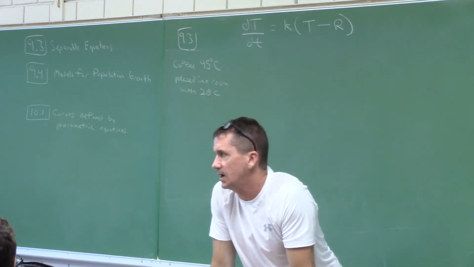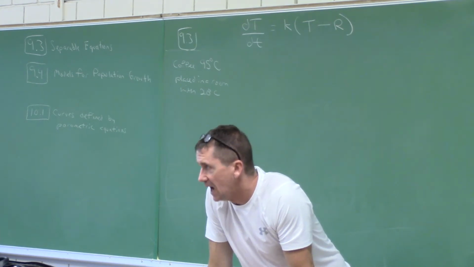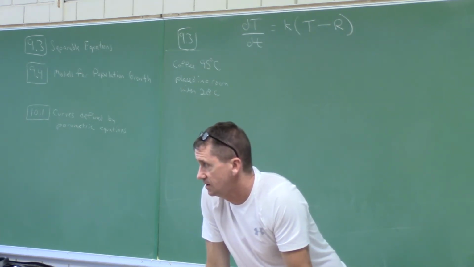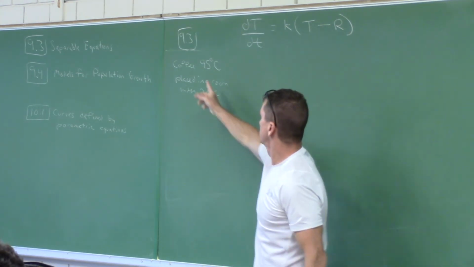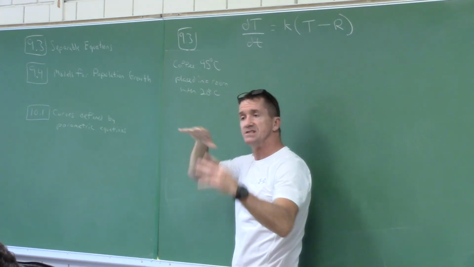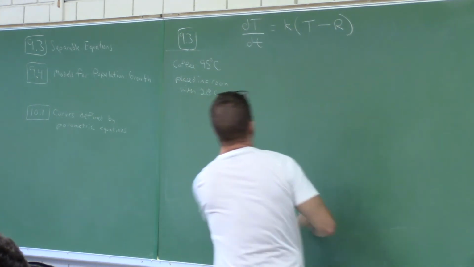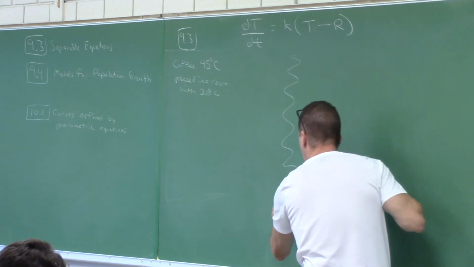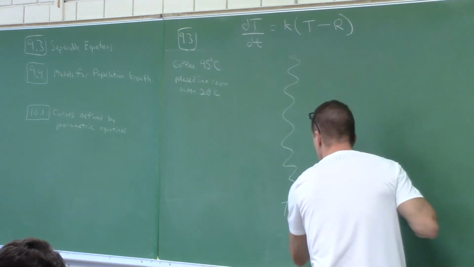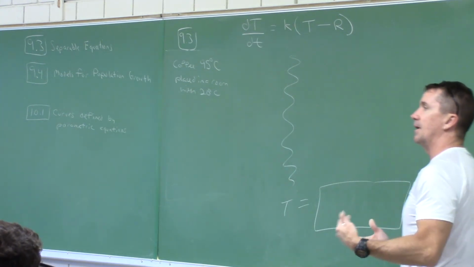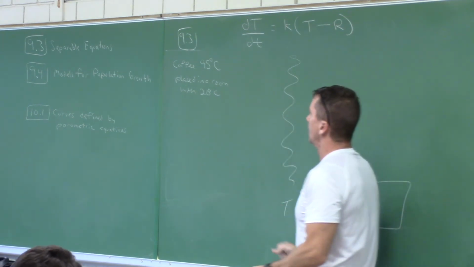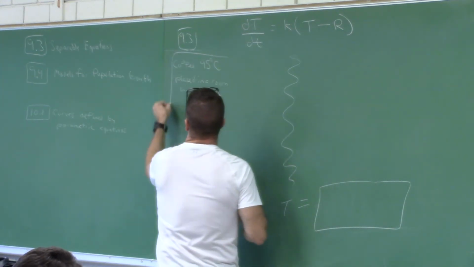But our goal is to model this temperature of the coffee, which means find an equation for T. We're going to take this all the way down and go T equals blah, blah, blah. So we want to model the temperature of that coffee. They got this problem out of the book.